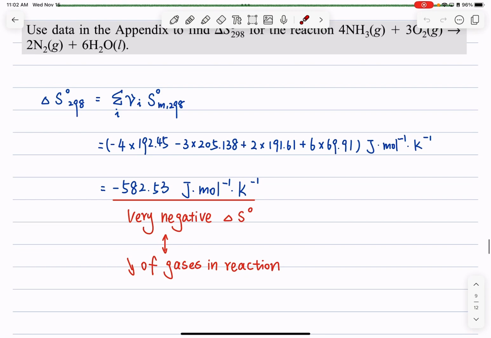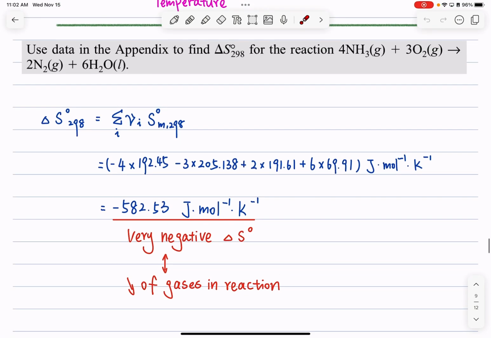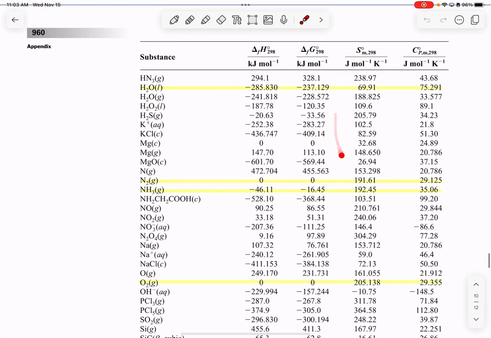So there is one example question here. Just use the appendix data to find the entropy of this reaction, which is ammonia reacting with oxygen to form nitrogen and water. Basically, you just go to the table, find these species, and set up your calculation using the stoichiometric coefficients.